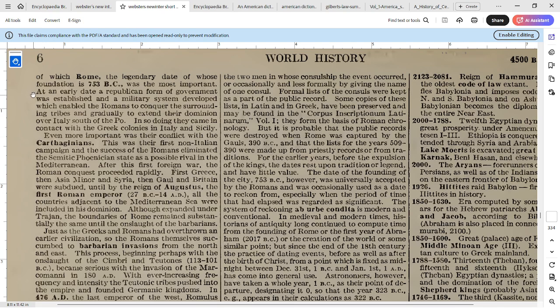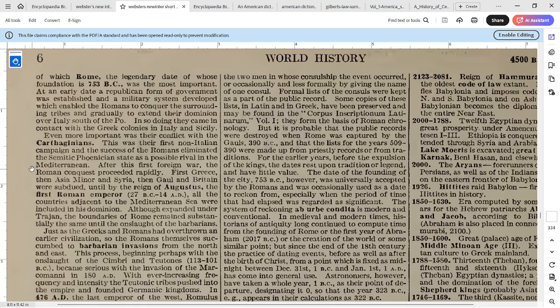At an early date, a republican form of government was established and a military system developed which enabled the Romans to conquer the surrounding tribes and gradually to extend their dominion over Italy south of the Po. In so doing, they came into contact with the Greek colonies in Italy and Sicily. Even more important was their conflict with the Carthaginians. This was their first non-Italian campaign, and the success of the Romans eliminated the Semitic Phoenician state as a possible rival in the Mediterranean.